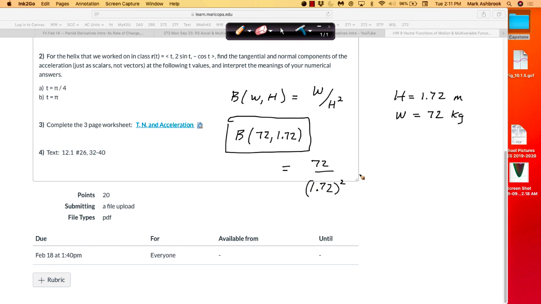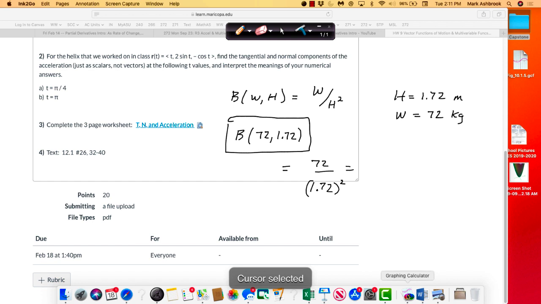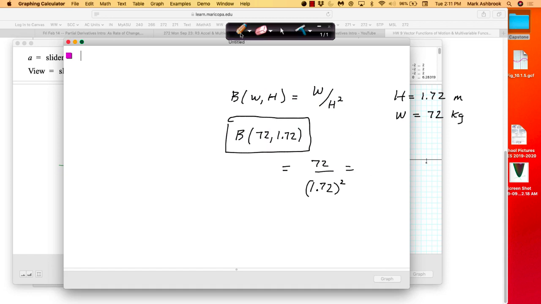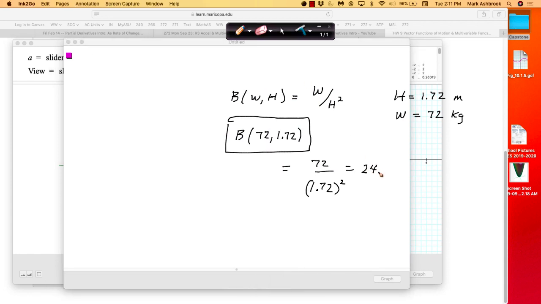So is this right? And what do we get for that? What is it? 24-ish. Yeah, that sounds about right. 24.3. Thank you. 24.3. And I guess what would the unit be on it? So the unit would follow through the formula, right? It would be kilos per meter squared.